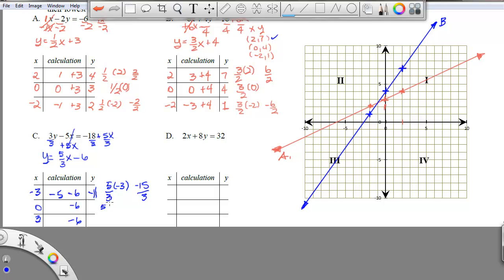So now I have 5 over 3. I know I'm going to times it by 0, so that's 0. So that'll give me a negative 6. Down here I have a 3. So 5 times 3 divided by 3 gives me 15 over 3, that gives me a 5. So that gives me a negative 1. So I know that they get a little bit closer to 0 as I come this way.